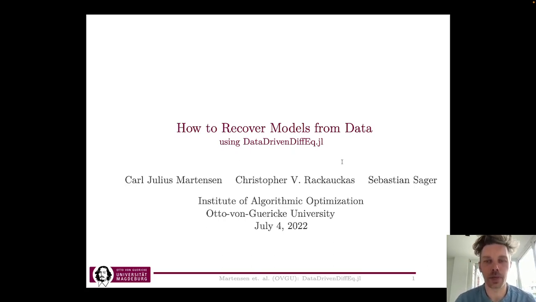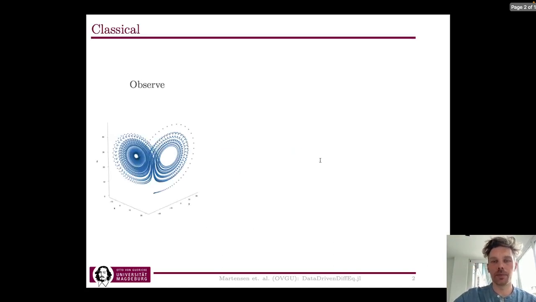Chris Rackauckas. Personally, I'm a PhD student and research assistant or researcher at the Otto von Guericke University in Magdeburg in the group of Professor Sager, and I'm also funded by the International Max Planck Research School on Complex Dynamical Systems in Magdeburg. So let us start by talking about the classical way how we tackle those identification problems.